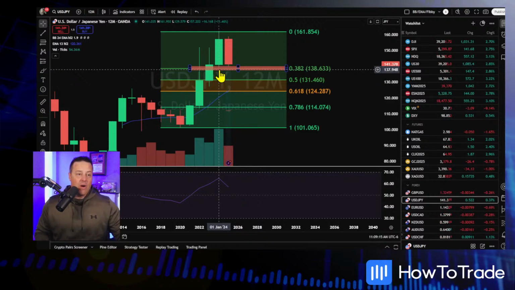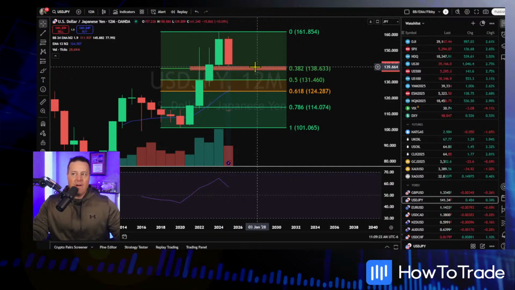So we put in our entry point, which is right around 138.89, I believe, 138.94. It's going to be very aggressive. Essentially, we're going to be buyers pretty much right under 139. That's a pretty darn good entry point.